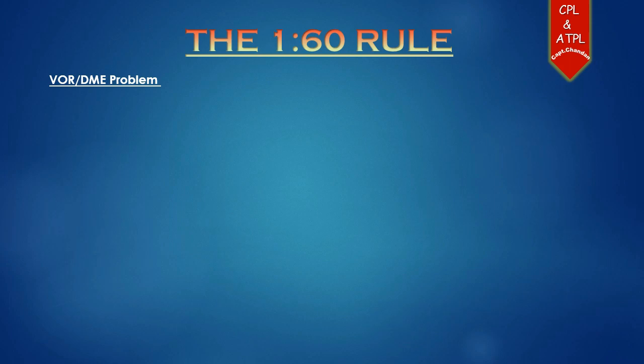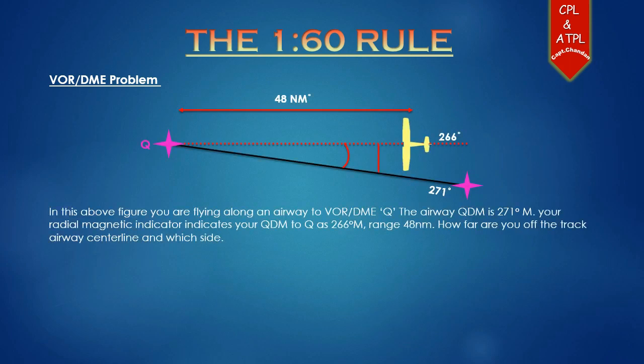Now we look at the VOR and DME problem. VOR stands for very high frequency omnidirectional radio range. DME is distance measuring equipment. Both come under radio navigation, which I will cover in an upcoming video. For the meantime, VOR gives track and DME gives range.